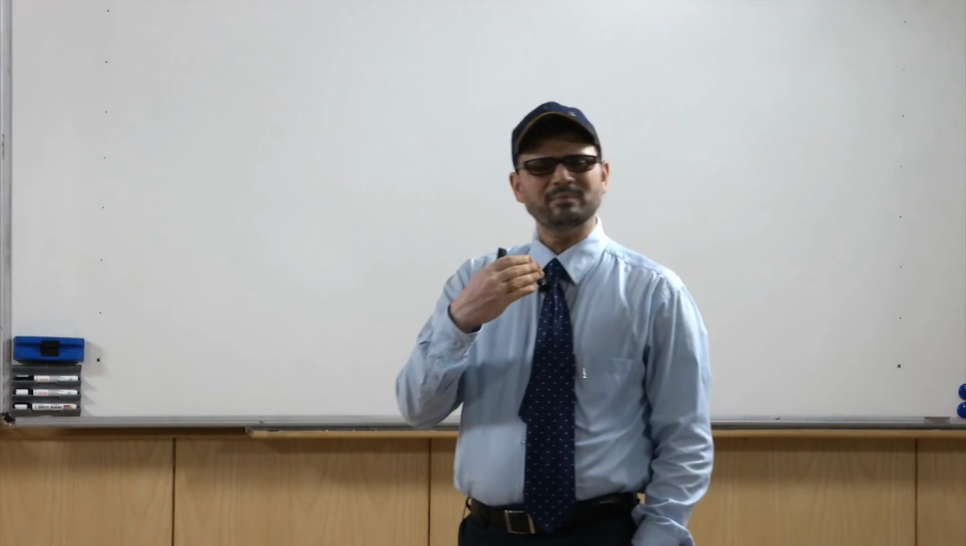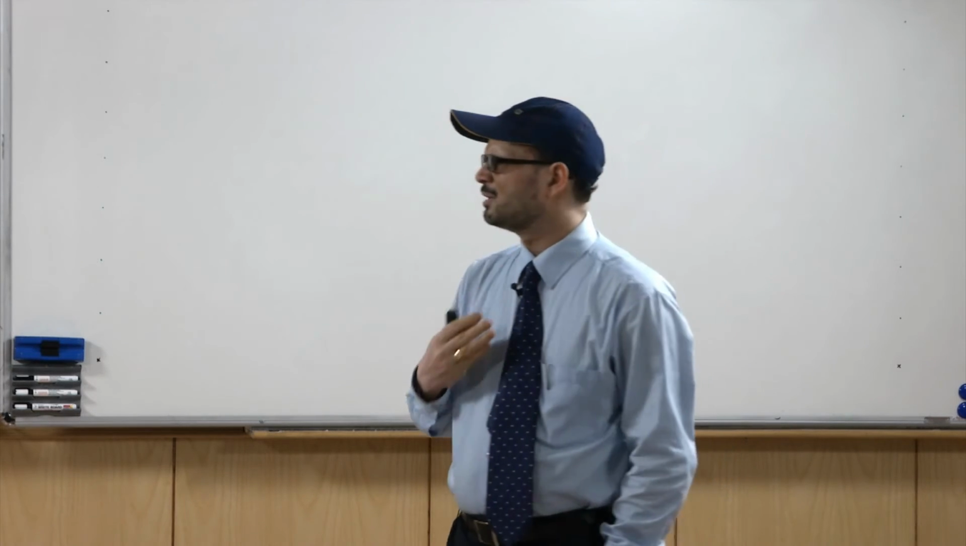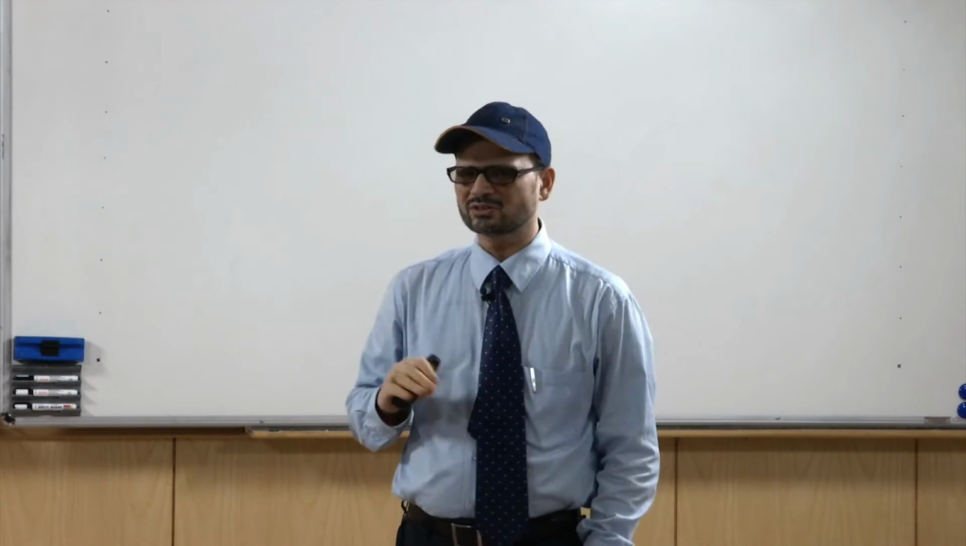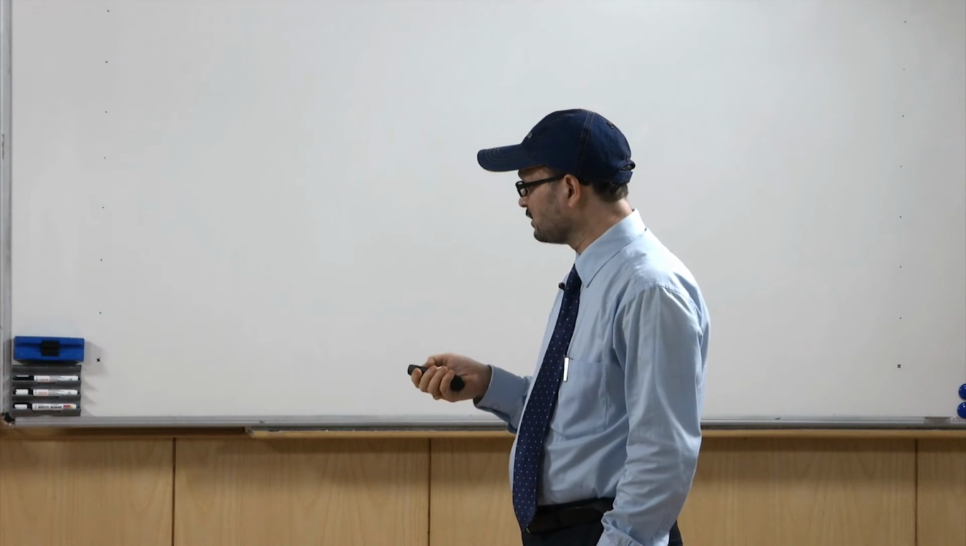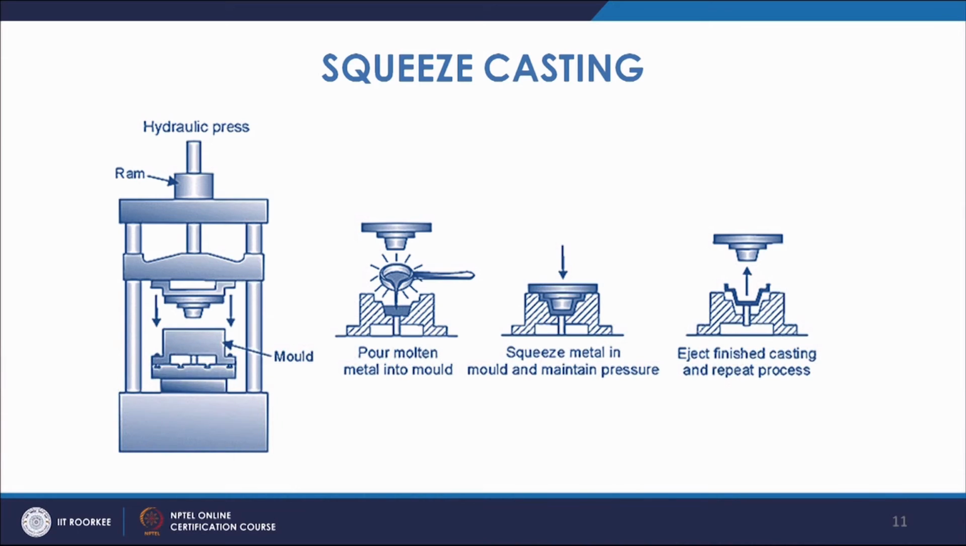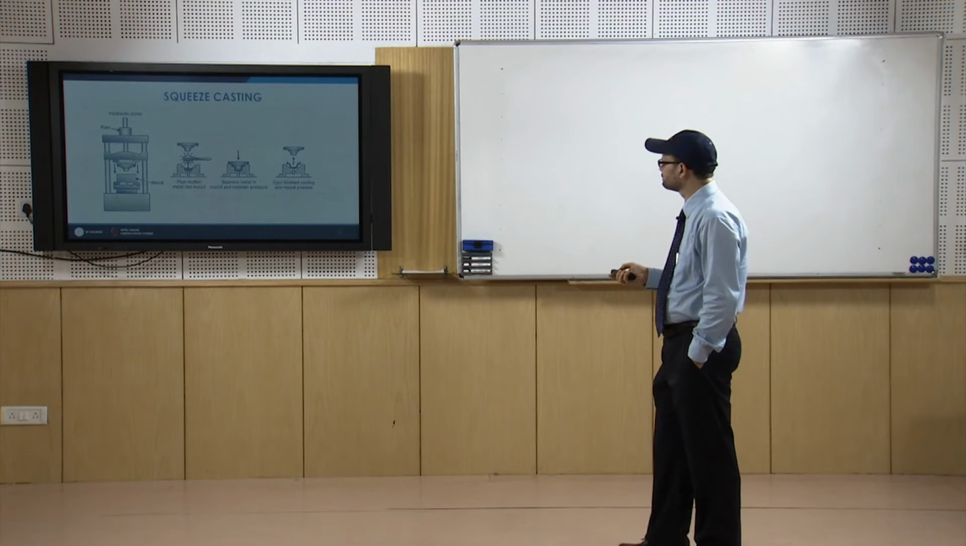So, hot forging or cold forging may be carried out at different temperatures, at higher or lower temperatures, but in this case this is liquid and then you are applying this pressure from the top. So, that is squeezing the metal in the mold and maintaining the pressure. That is why it is known as squeeze casting. Then you are taking this die or punch out and ejecting the finished casting using the ejecting pins. So, that is taken out and this way the process is carried out.